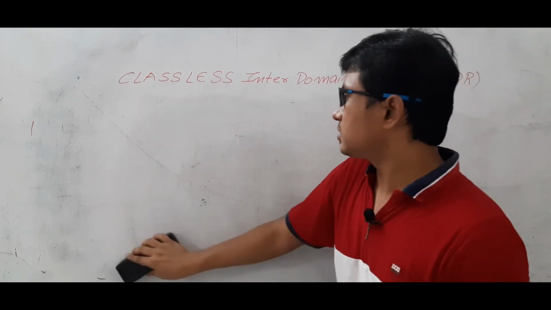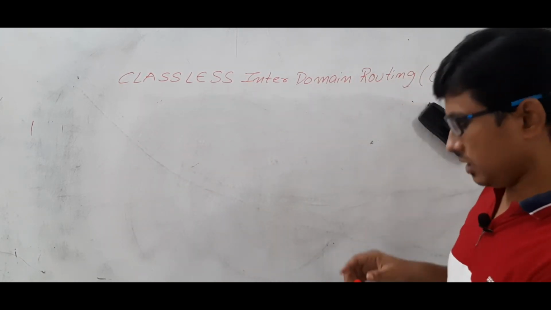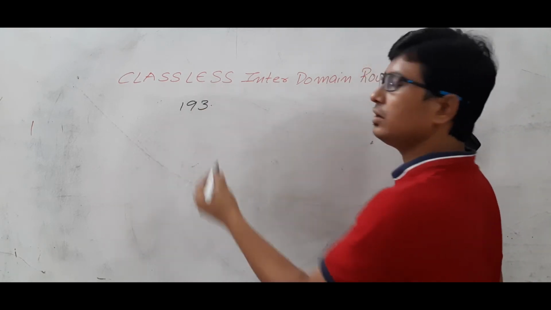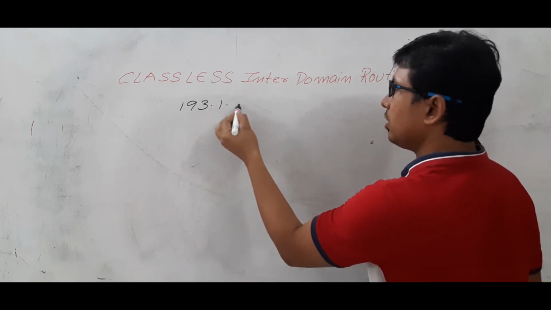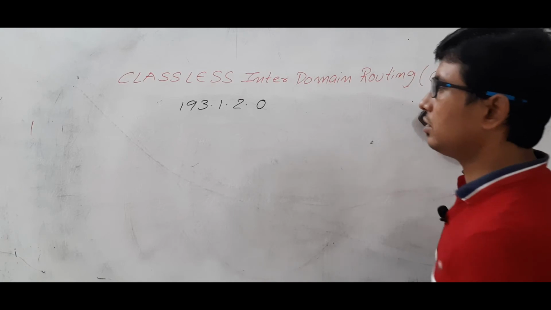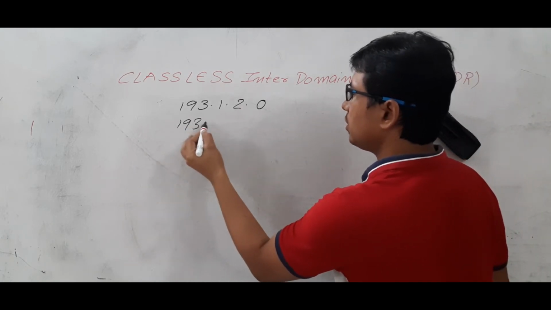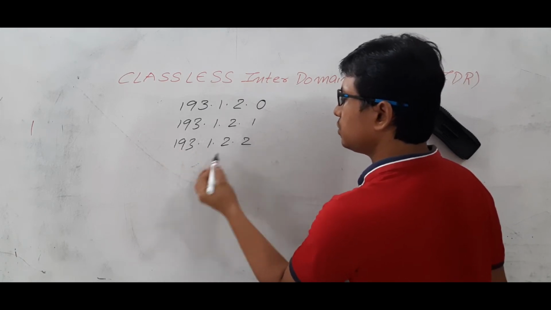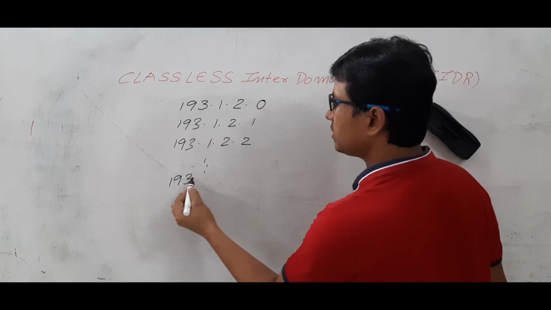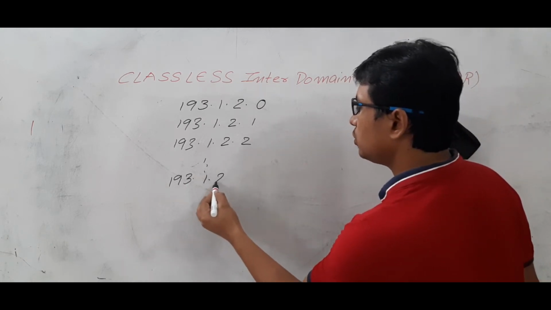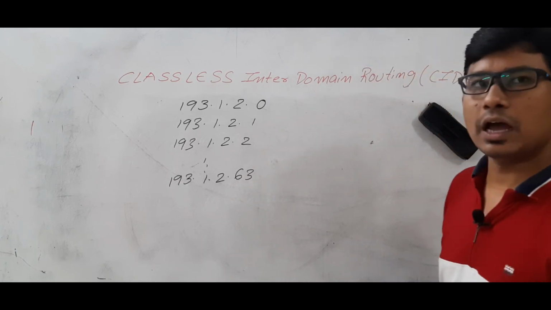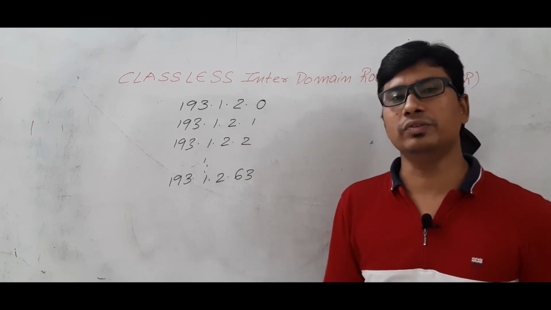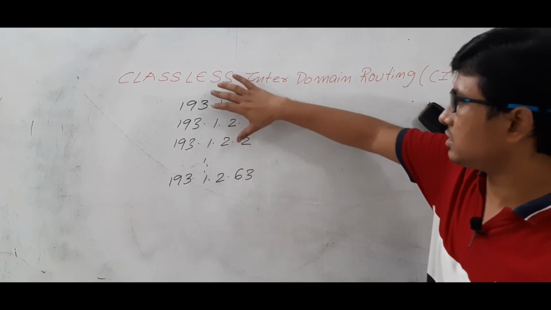Now let me discuss this concept with a simple, small example. Let's take that I have 193.1.2.0, 193.1.2.1, 193.1.2.2, and so on, up to 193.1.2.63. These are the IP addresses I want to take. Can I take them as one single block or not? We will discuss. Are you able to understand?